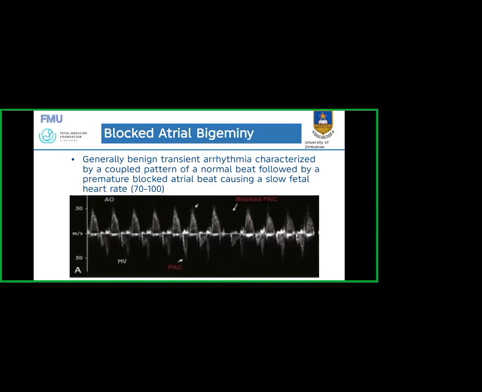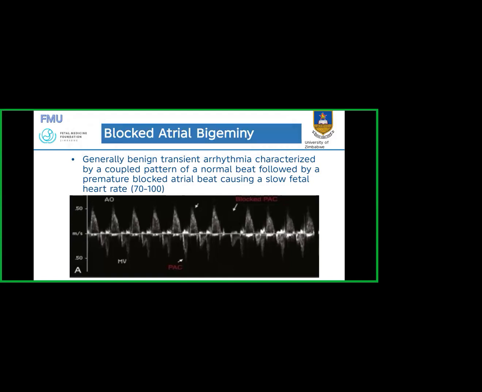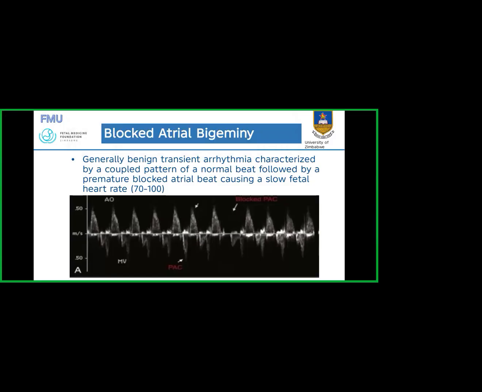If we look at this fetal heart rate depiction, where it's written PAC, that's a premature atrial contraction. We can see the wave is different from the other waves, where we have an E wave first, then an A wave, which is followed by a ventricular contraction. This first premature atrial contraction was followed by a ventricular contraction. But if you look at the second wave, there's a skipped ventricular contraction. So that's when we have a blocked premature atrial contraction.